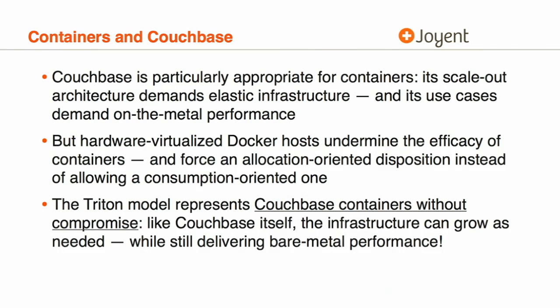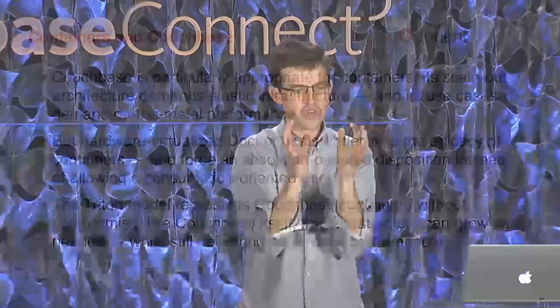Because you care about performance and elasticity, containers are exactly the right fit for you. The problem is the Docker model as deployed today is the wrong fit. If you want to grow your Couchbase cluster, you can't just provision a new container on an existing Docker host, because it will provision that container on a host that's already running your stuff. You're trying to grow out to a new computer. The existing Docker model really doesn't work for that. What you actually want is the ability to just provision a new container, and Triton allows you to do that. So Triton is a really good fit for Couchbase, we think.